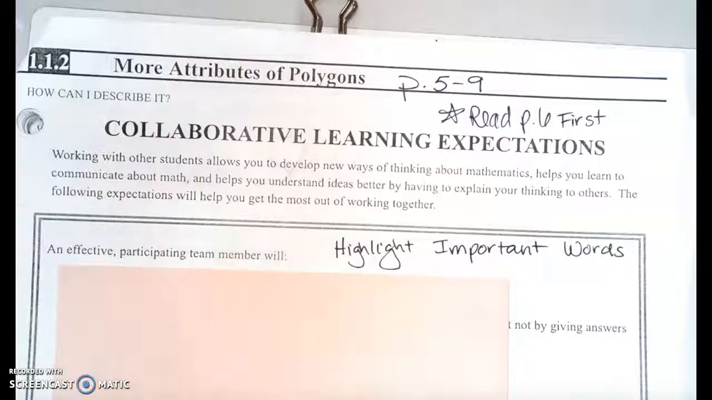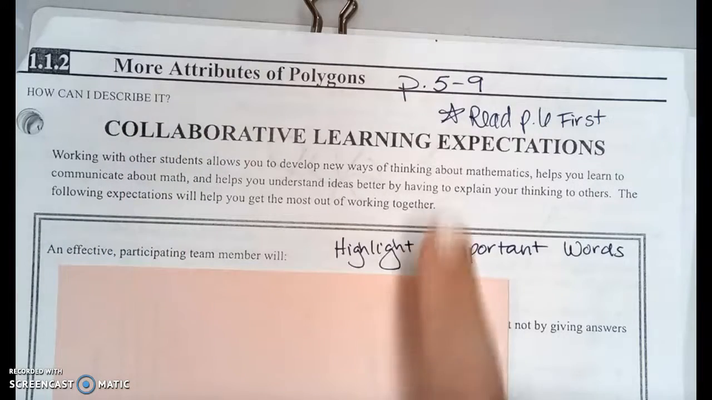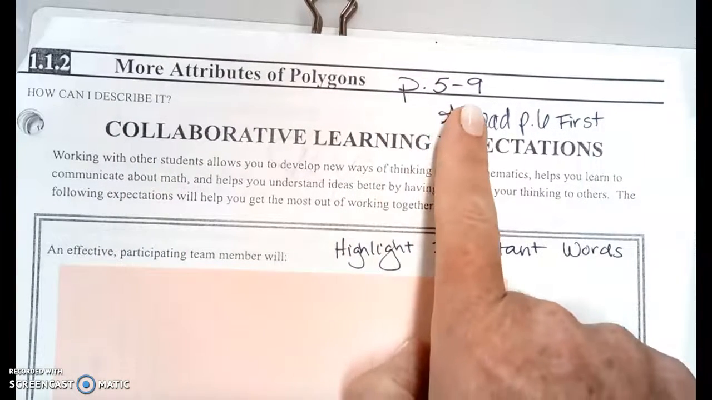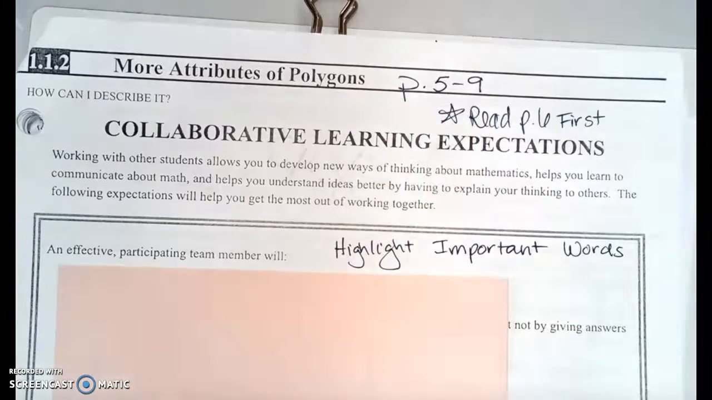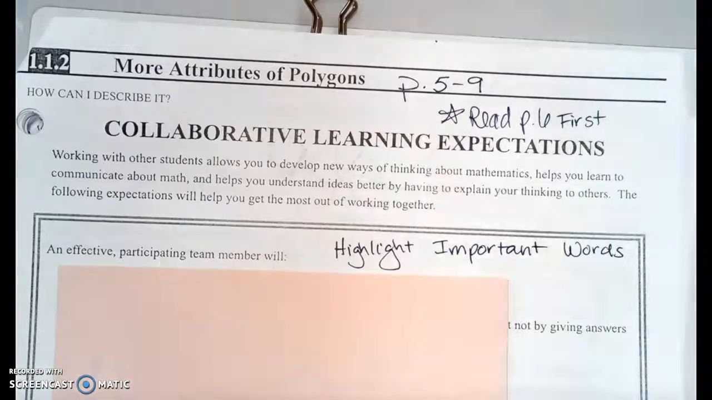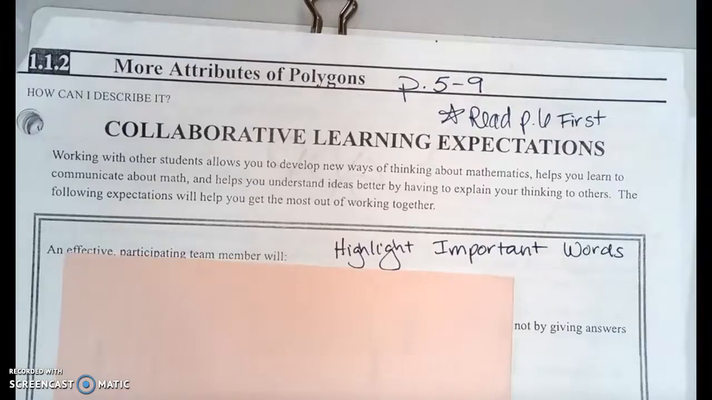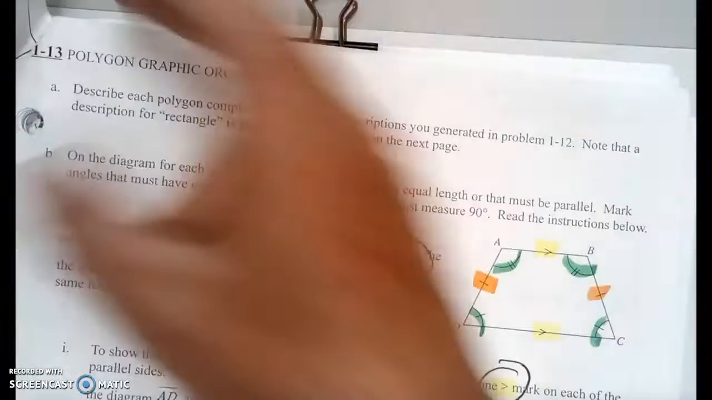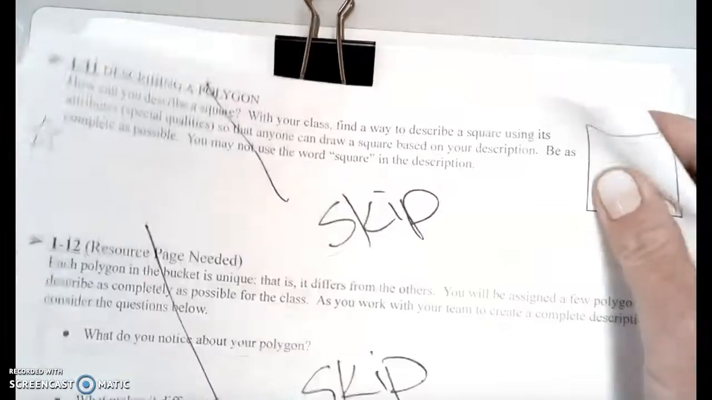Titled More Attributes of Polygons. If you could write down that we're going to do pages 5 through 9 so you know where to start and stop. We're going to read page 6 first. So go ahead and turn over to page 6 for a second.